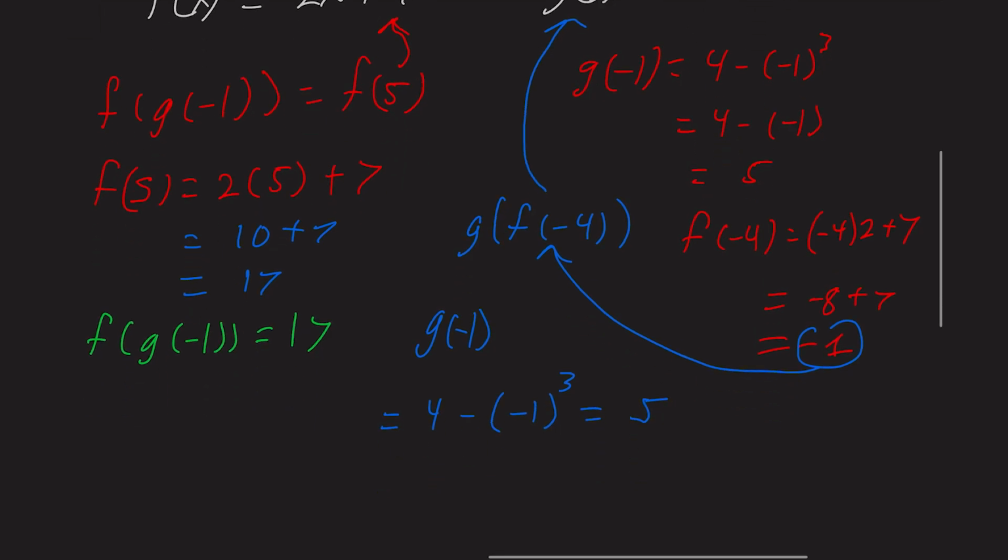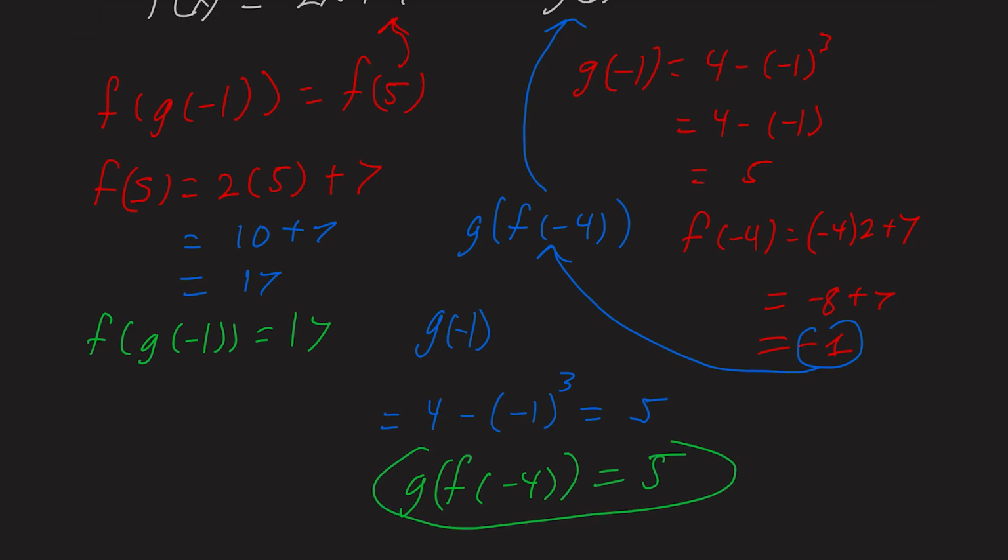So we can now say that g of f of -4 is equal to 5. Okay, so that's how we evaluate our composite functions given certain x values.